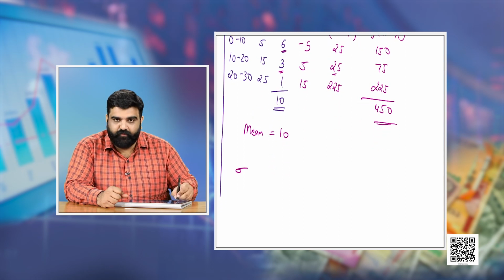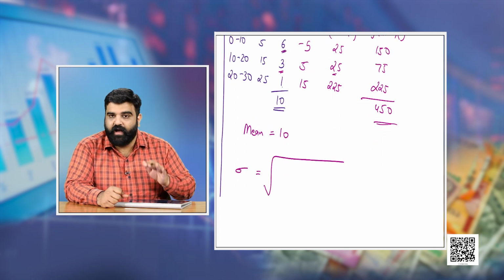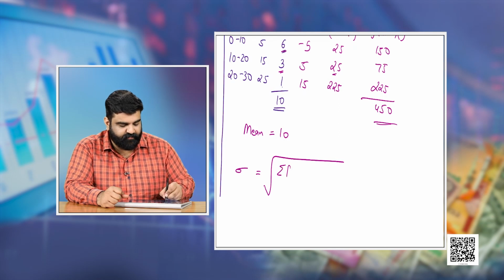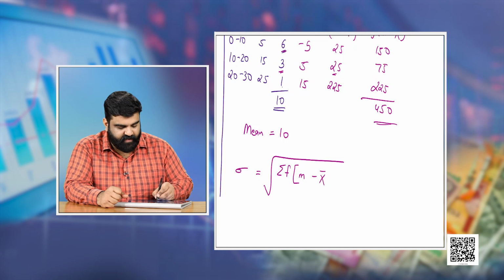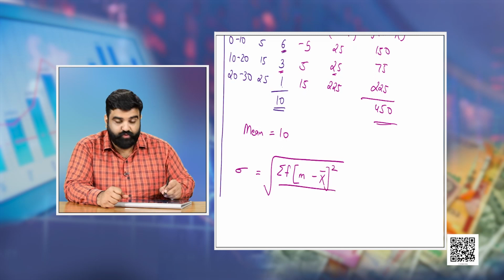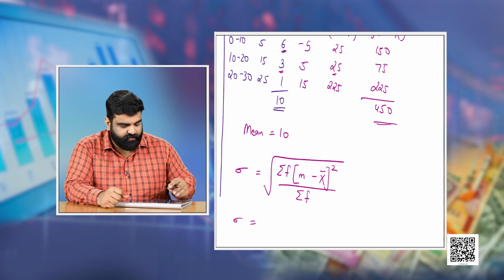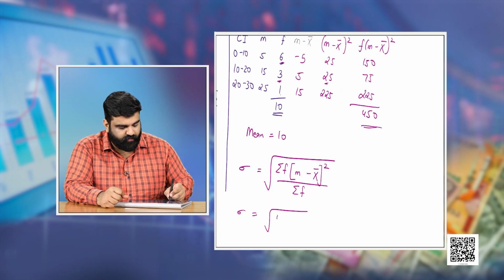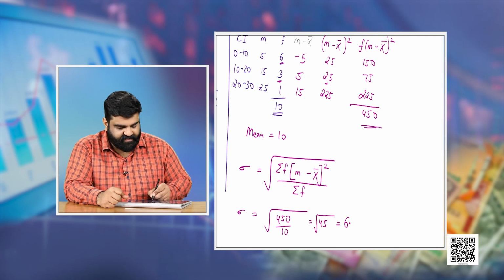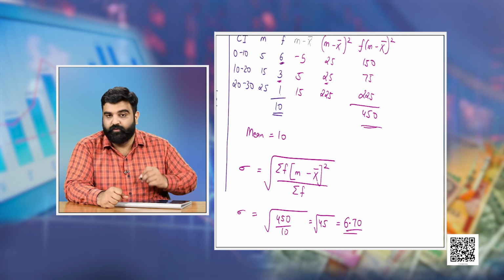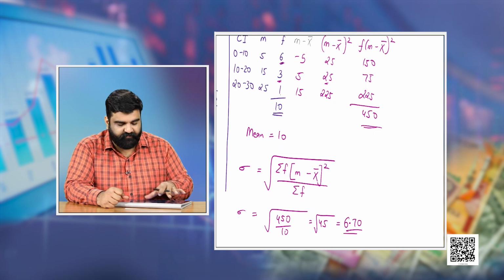Now, let us apply the formula for standard deviation according to actual mean method. So, this will be sigma f bracket m minus x bar, that is the mean, raised to the power of 2 upon sigma f. So, this will be root of 450 by 10, which will be root 45, and this will again give me the answer as 6.70. This will be my standard deviation.